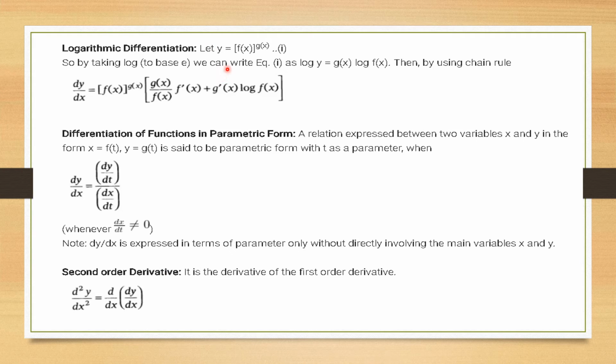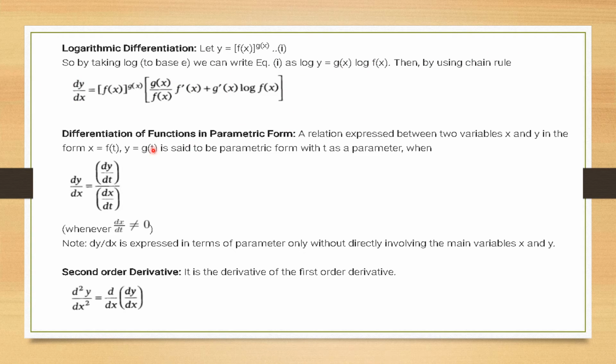Logarithmic differentiation: there is a direct formula also, and there is some other approach. In this kind of differentiation, which we will be solving in exercise 5.3, y is equal to f(x) raised to power g(x), a function raised to power another function. This type of differentiation is carried out by taking log on both sides. So log y is equal to g(x) log f(x), since log m raised to power n is n log m.